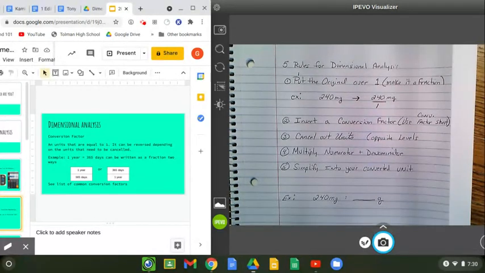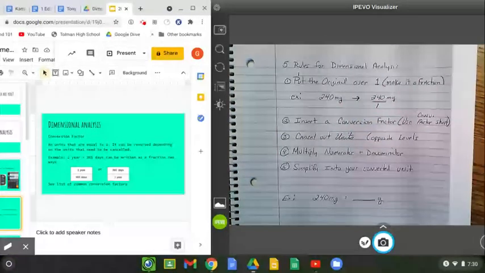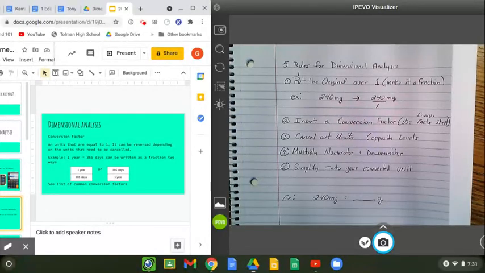60 seconds equals 1 minute. So if you were writing that as a fraction, you could go 60 seconds over 1 minute, or you could flip it and put 1 minute over 60 seconds. So if you take a look at that conversion factor sheet that I passed out to you, you will see that you can make each one of those into 2 fractions.